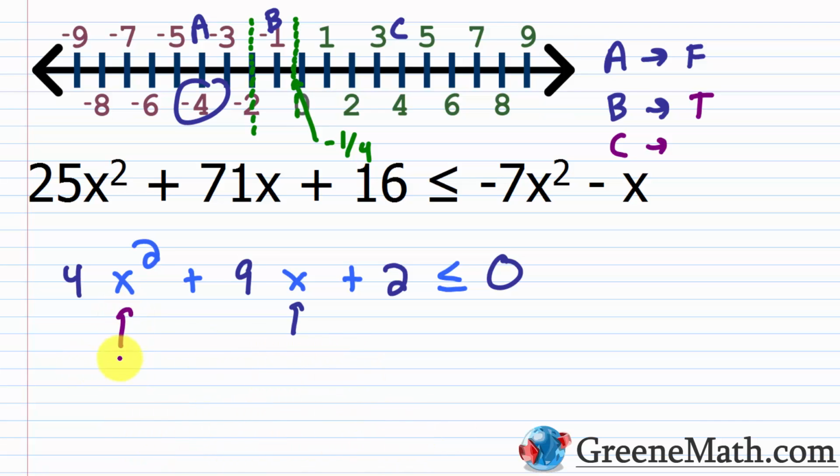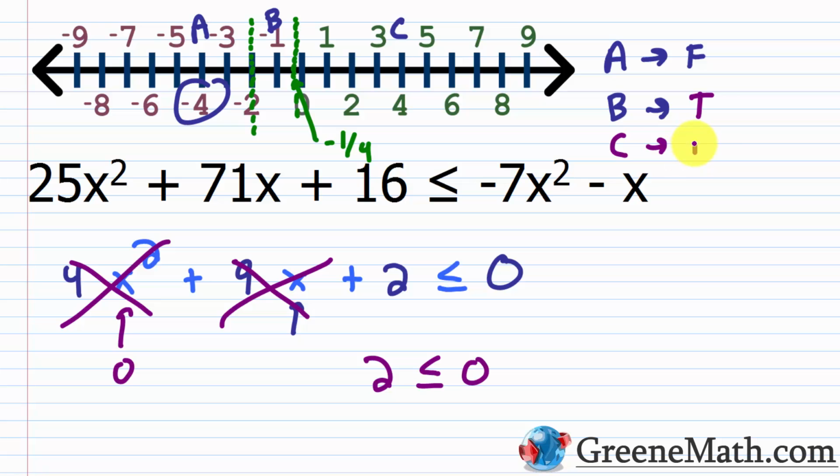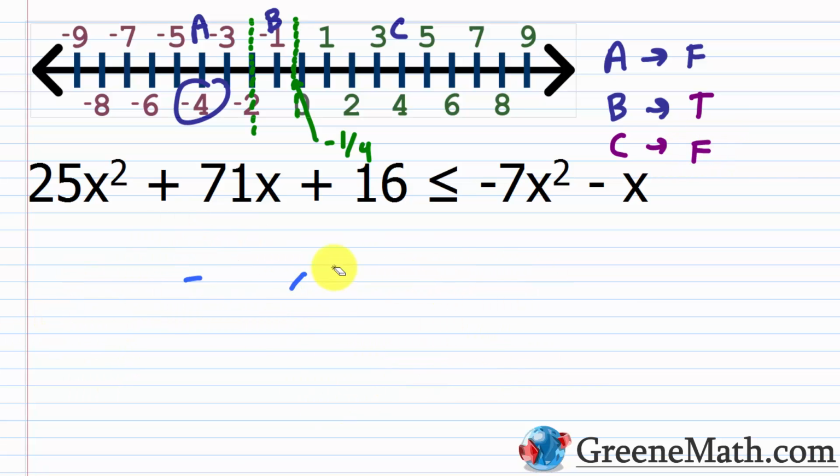So I'm going to plug in a 0 there and there. So we know this would be gone and this would be gone. You would have that 2 is less than or equal to 0, which is false, okay? So let's erase this. We have our solution region now. Interval B does work. Anything between negative 2 and negative 1/4.